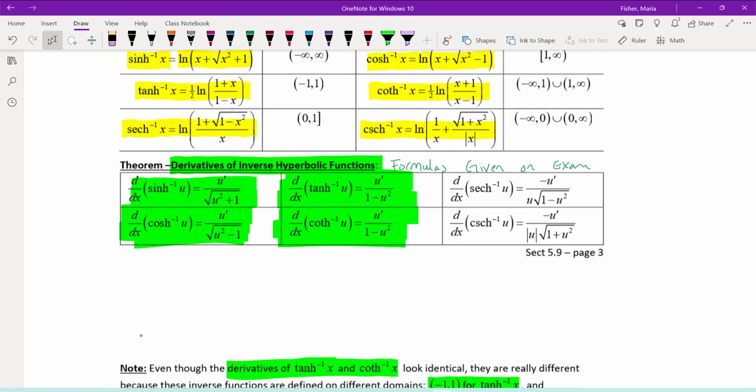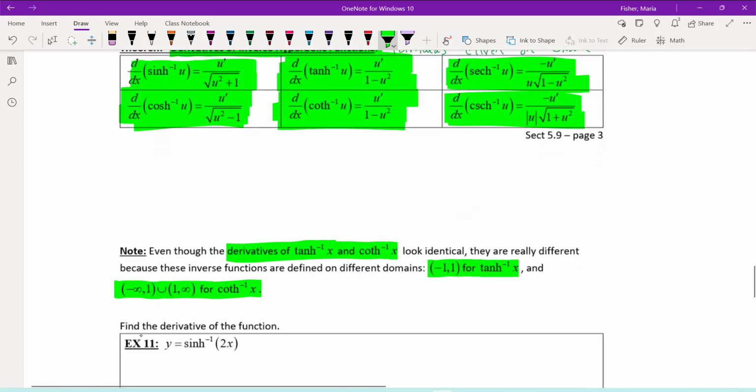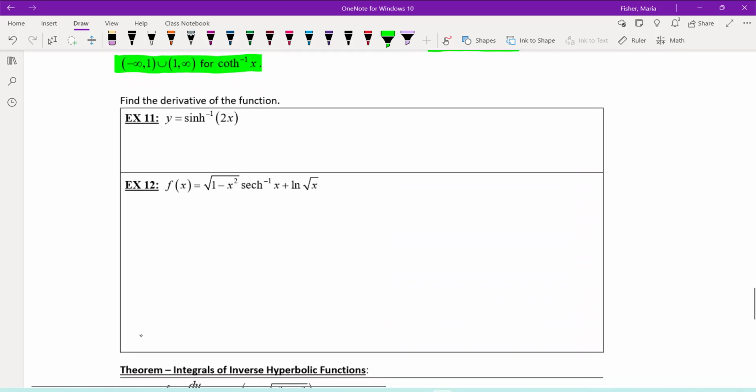The next two derivatives we are going to be given are the derivative of the inverse hyperbolic secant of u, and that's -u prime over u times the square root of 1 minus u squared. And finally, the derivative of the inverse hyperbolic cosecant of u is -u prime over the absolute value of u times the square root of 1 plus u squared. So we're going to be using these 6 formulas to find the derivative of inverse hyperbolic functions. Let's go ahead and do that for numbers 11 and 12.